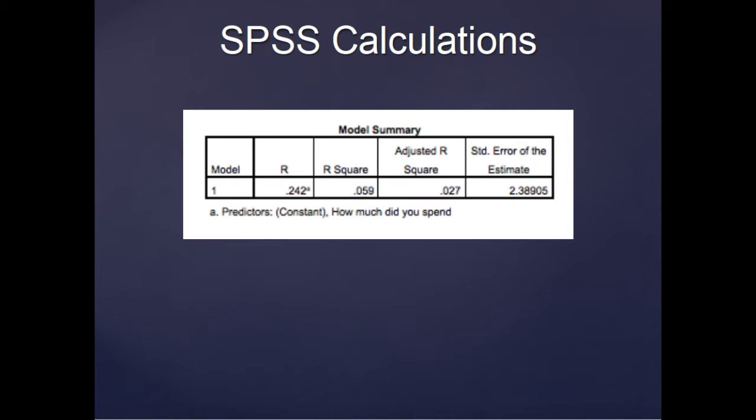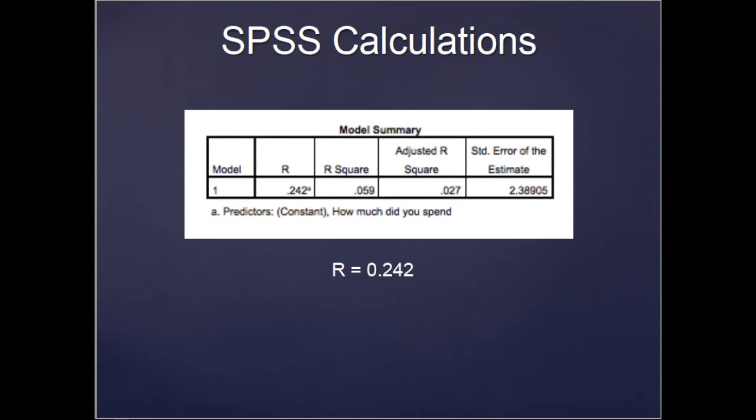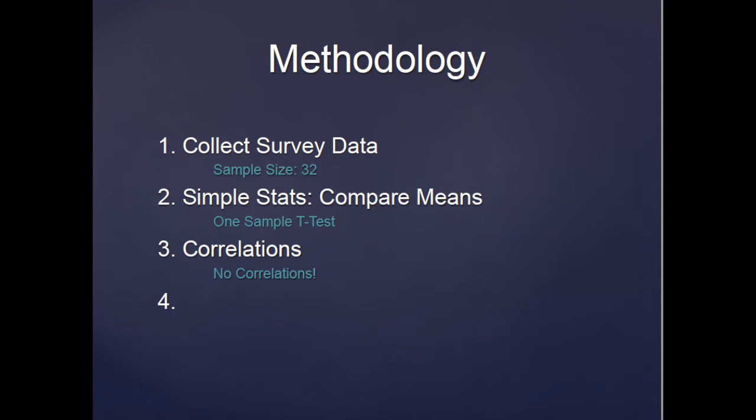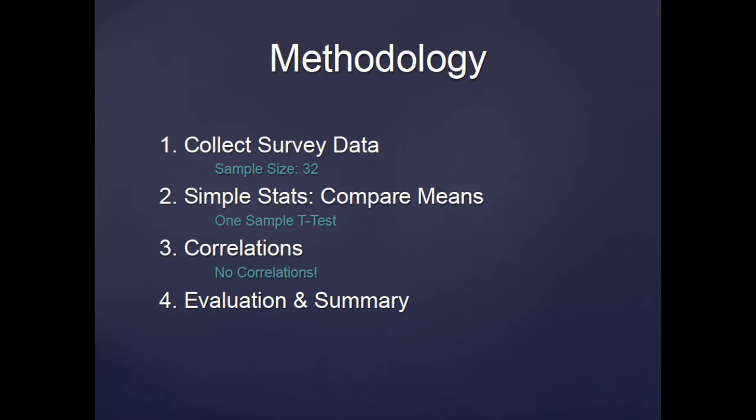On the slide, you can see that the result for the R value, which signifies whether or not the variables correlate, is 0.242. Because it's so close to 0, this signifies that our data did not show a correlation between the number of credits taken and the cost of books. Our results were not able to provide any form of correlation conclusions.